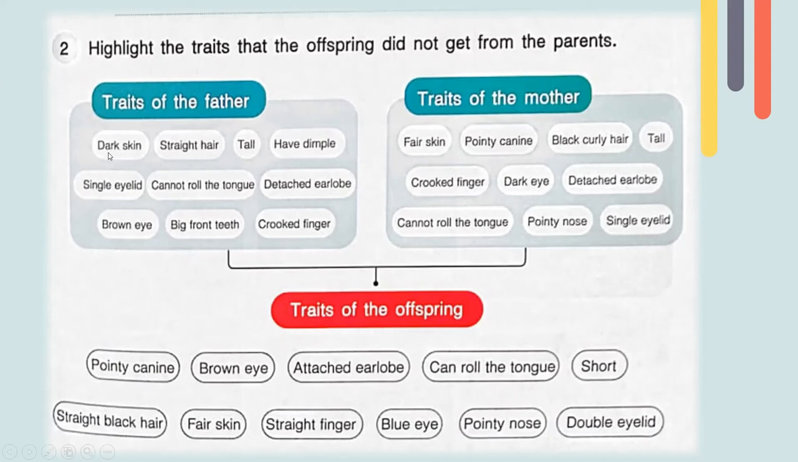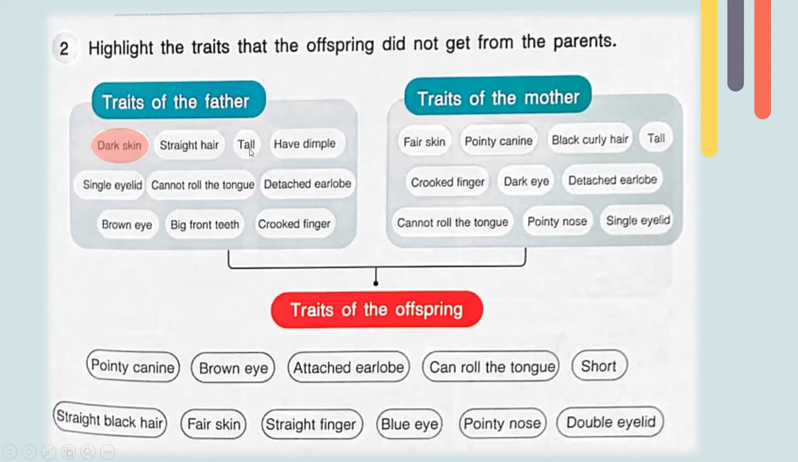Okay, first, dark skin. Can you see dark skin here? There is no dark skin. That is why you should highlight this one. Next, straight hair. Can you see straight hair here? We have straight black hair, which is also the same with straight hair. So you should not highlight this one. Leave it as it is.